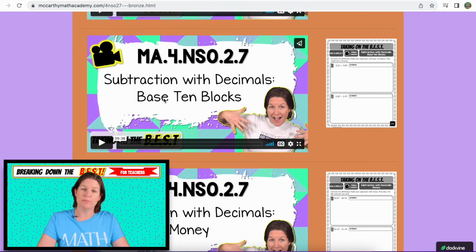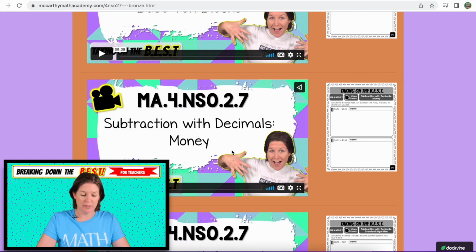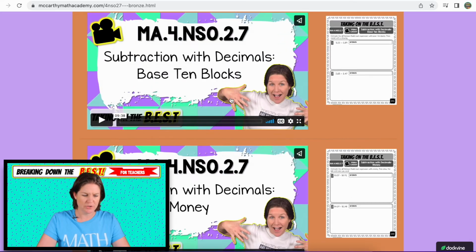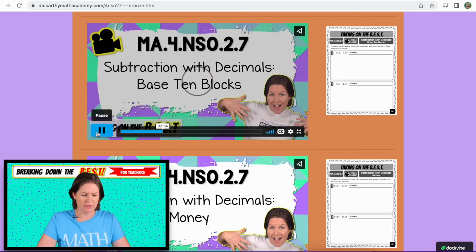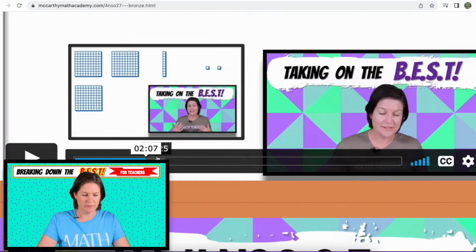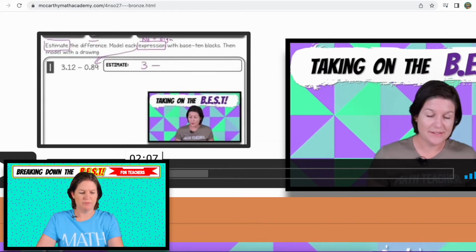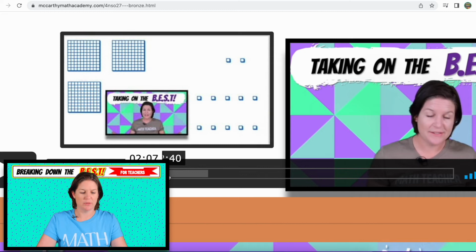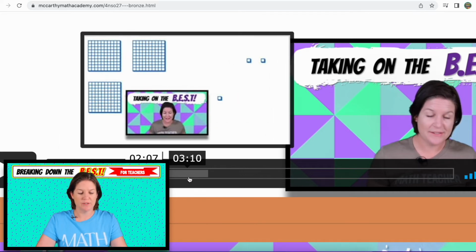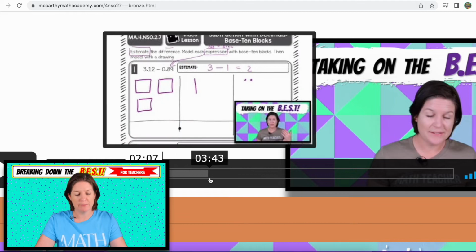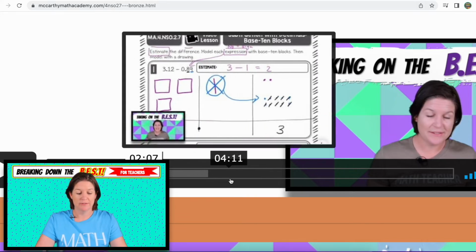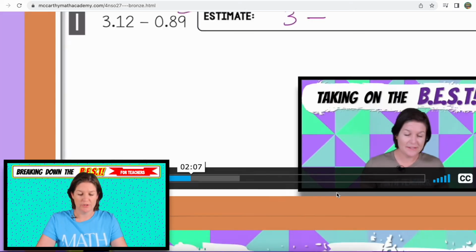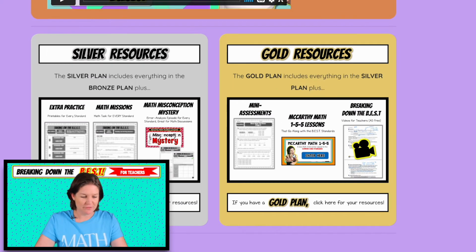You also have subtraction with base 10 blocks, subtraction with money, and subtraction with standard algorithm. So lots going on there. You can see, here's the base 10 block video. See if you're scrolling with me. Let me zoom in a little more. First, we're finding the estimation right there. Then we're using base 10 blocks, starting with 3 12 hundredths, and removing some, which involves regrouping, and we go through what that means. And then we model it with a drawing to find the sum. So it's very, very concrete, very visual understanding that makes sense. So that's the bronze. Lots of good stuff with the bronze.